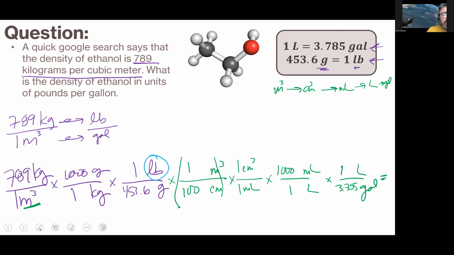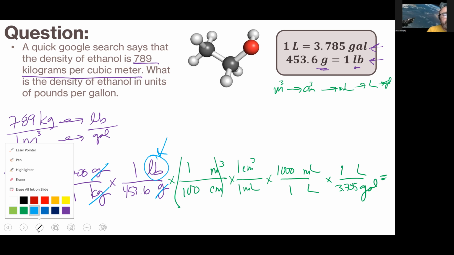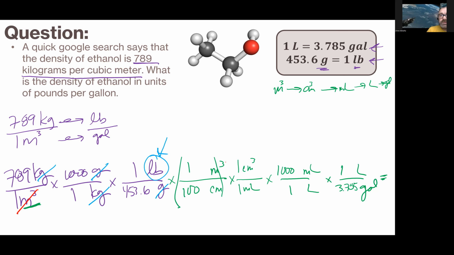Okay. Let's make sure everything cancels. Kilograms, kilograms, grams, grams. We have pounds. Good. Now the other side of this, meters cubed, centimeters cubed, centimeter cubed, milliliter, milliliter, liters, liters, and we have gallons. So we have pounds on top and we have gallons on the bottom, which is what we're looking for. So now we're just going to math this out.